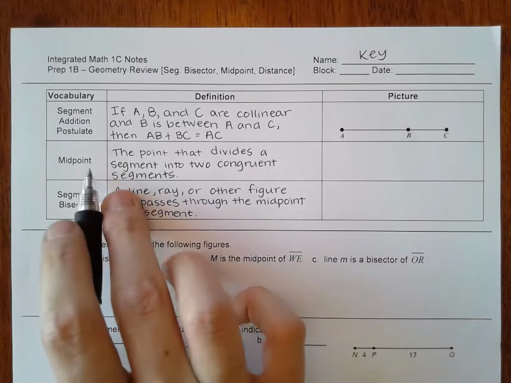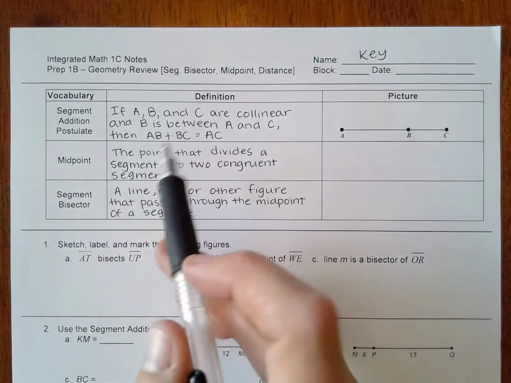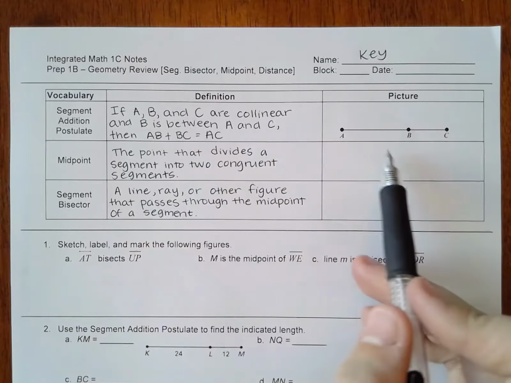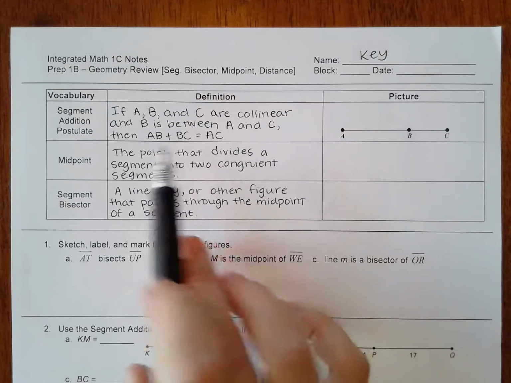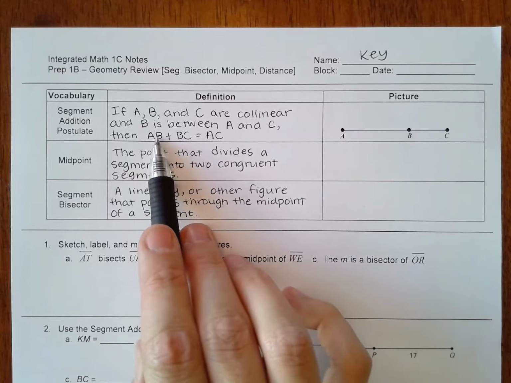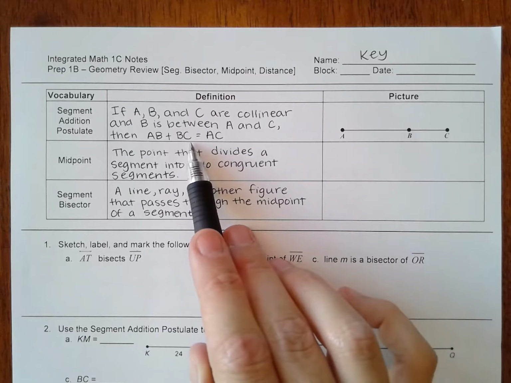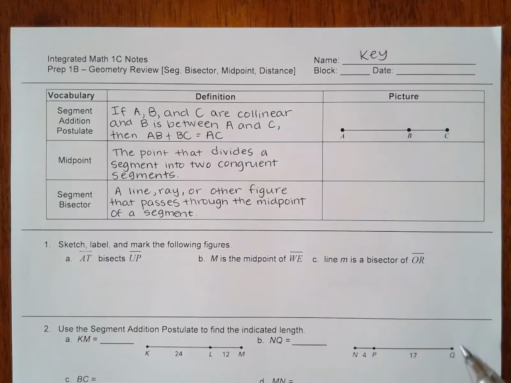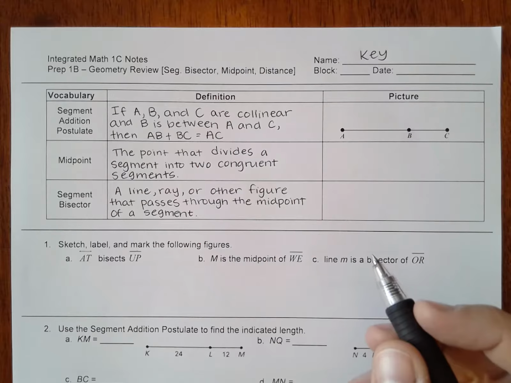So the segment addition postulate says that if A, B, and C are collinear, so they're on the same line, and B is between A and C, then the length of segment AB plus the length of segment BC is equal to the length of segment AC, so the whole thing. Segment addition postulate is basically just part plus part equals whole.